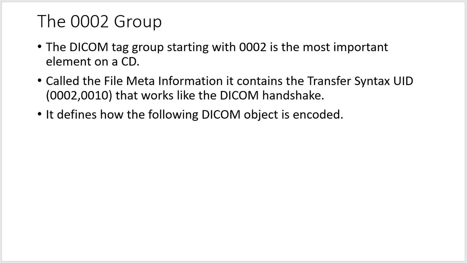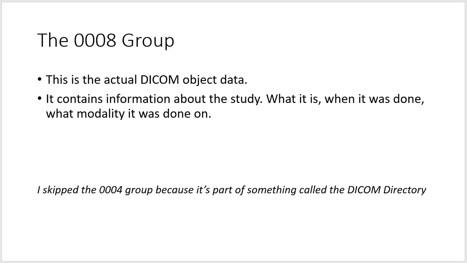The 02 group. The DICOM tag group starting with 0002 is the most important element on a CD. The most important. Sounds like a test question. It's called the file meta information. It contains the transfer syntax UID that works like the DICOM handshake. It does the transfer syntax part. It decides whether we're going to do this big endian or little endian. It defines how the following DICOM object is encoded and how it can be transferred.